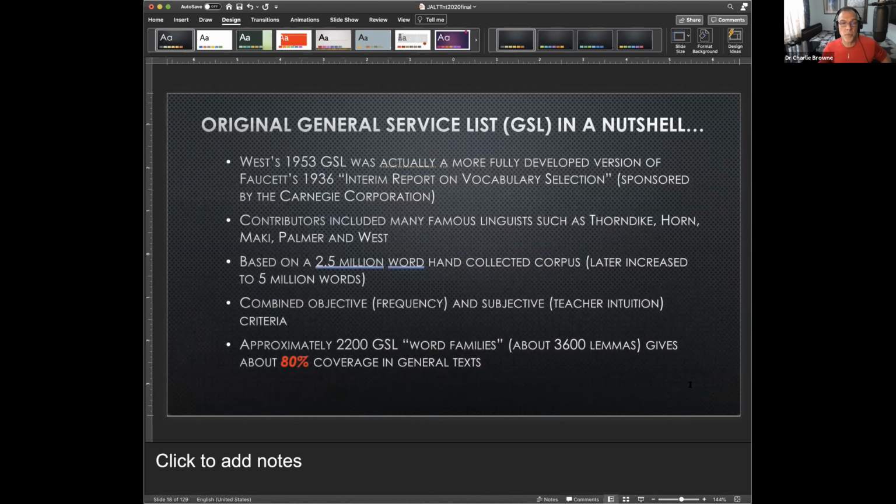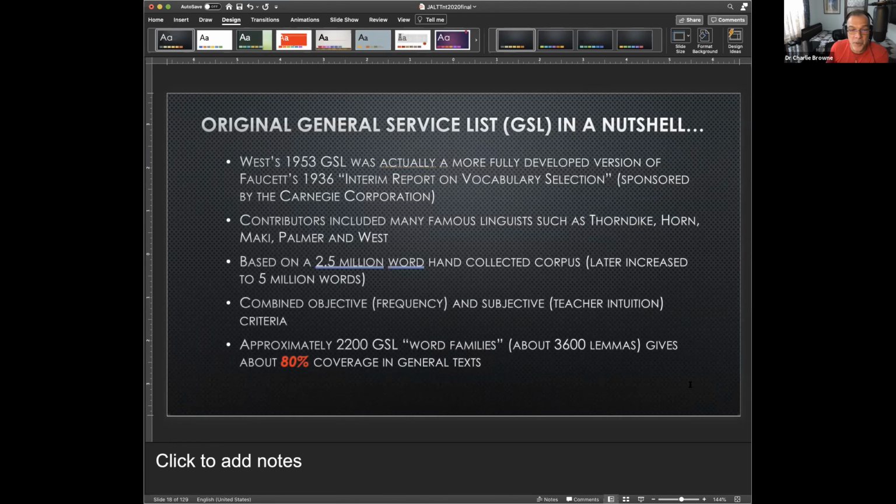Okay, so ours is called the New General Service List. But before I talk about the New General Service List, I have to tell you about the old one. The original General Service List, GSL, was first published in 1953, and actually represented about 17 years of work. It started in 1936 as the Interim Report on Vocabulary Selection, and so many of the famous linguists of the day, Thorndike, Horn, Palmer, who was based in Japan for a long time, Michael West, Maki, all worked on it, and it was funded by the Carnegie Corporation.